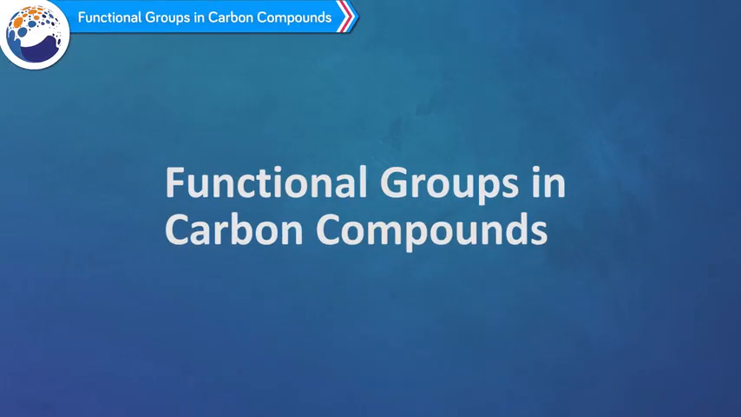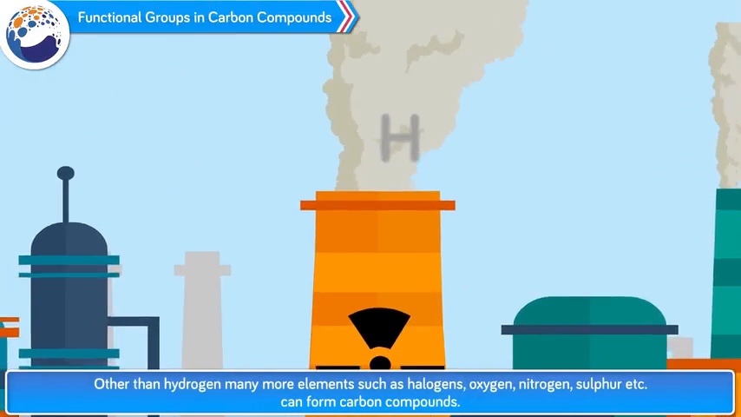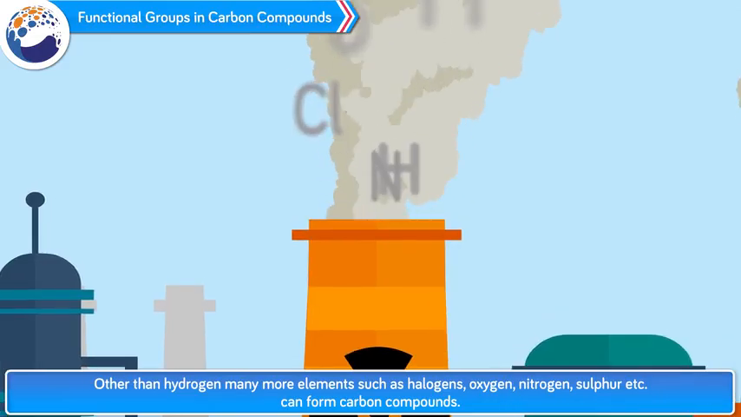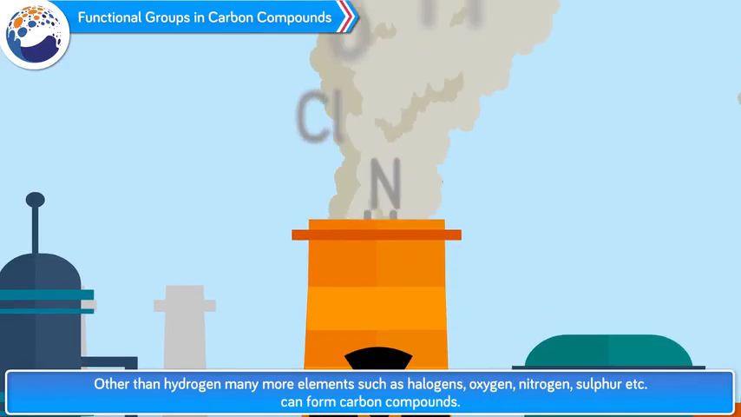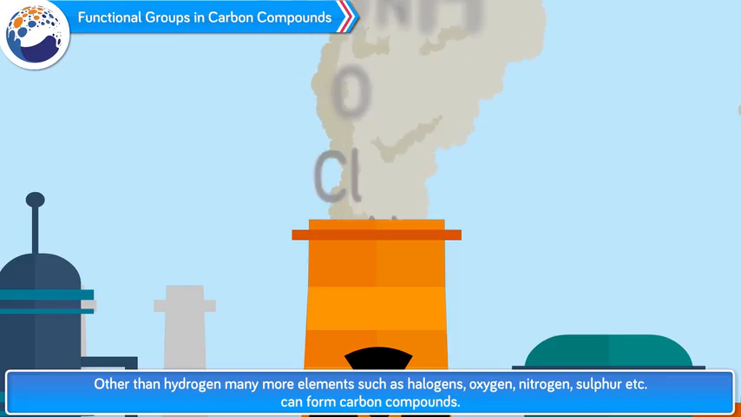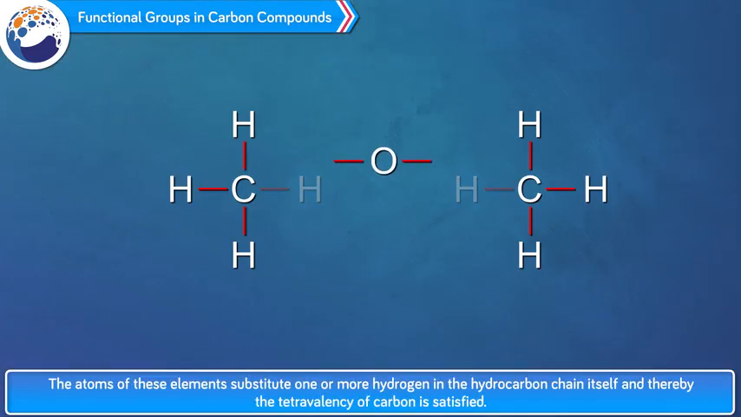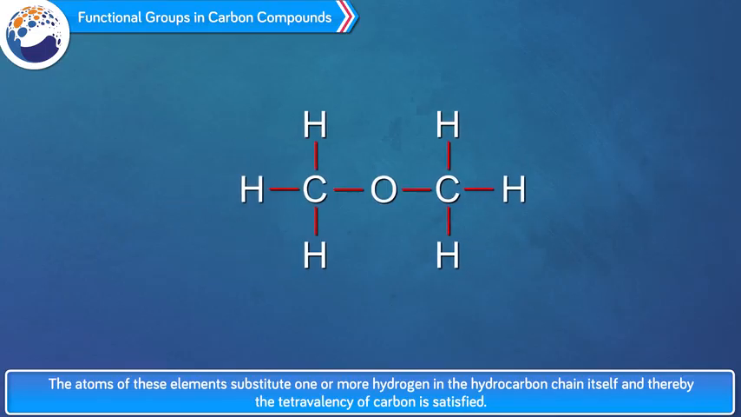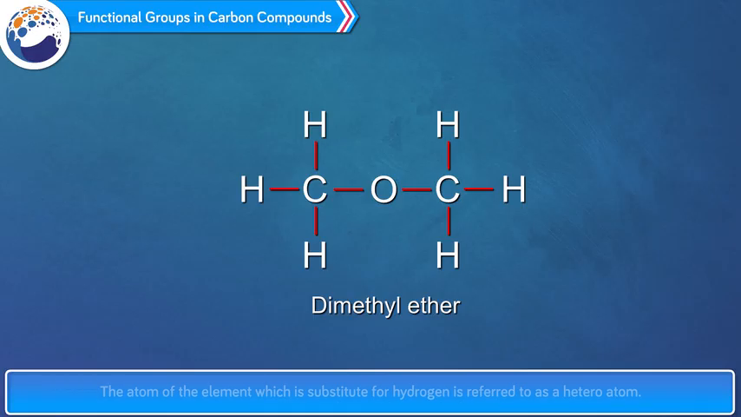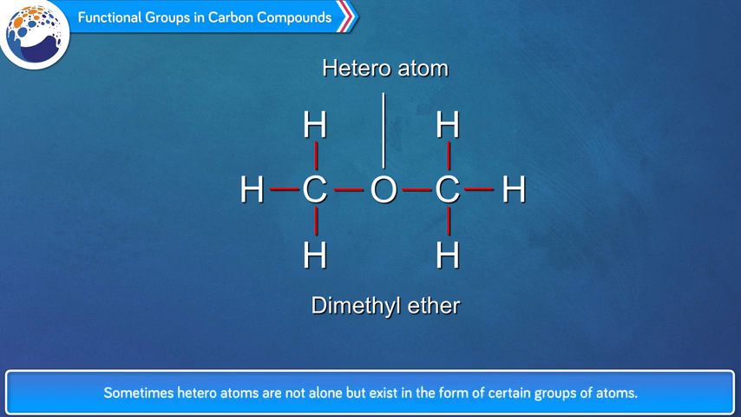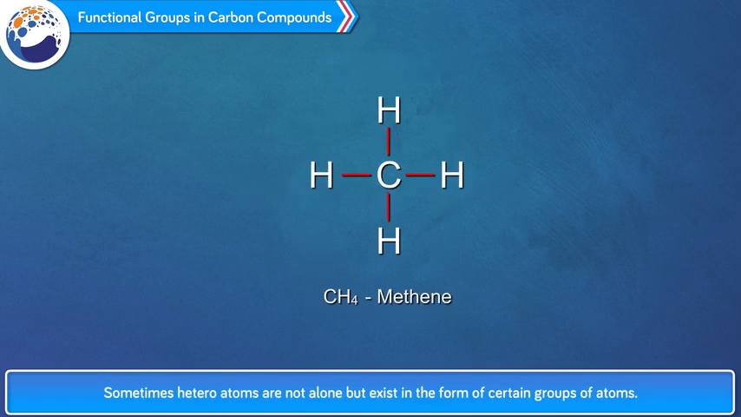Functional groups in carbon compounds. Other than hydrogen, many more elements such as halogens, oxygen, nitrogen, sulfur, etc. can form carbon compounds. The atoms of these elements substitute one or more hydrogens in the hydrocarbon chain itself, and thereby the tetravalency of carbon is satisfied. The atom of the element which substitutes for hydrogen is referred to as a heteroatom. Sometimes heteroatoms are not alone but exist in the form of certain groups of atoms.